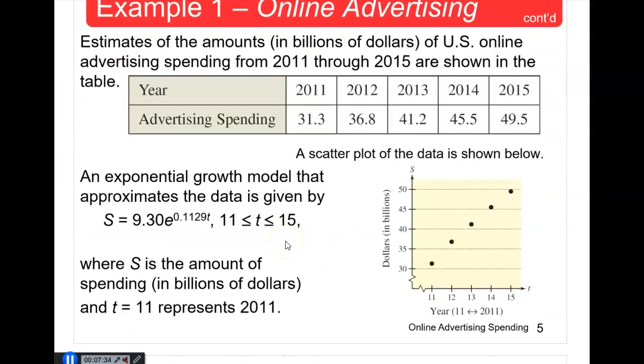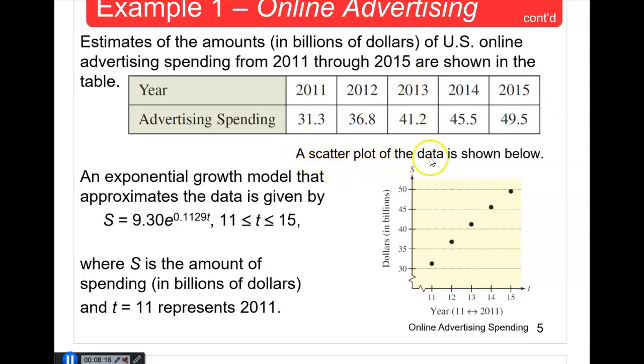All right, so let's start with the first example, and it's about online advertising. Estimates of the amounts in billions of dollars of U.S. online advertising spending from 2011 through 2015 are shown in the table. So we see here for those particular years, the advertising spending is in billions of dollars. For the year 2011, 31.3 billion, 2012, 36.8 billion, 2013, 41.2 billion, and so on.